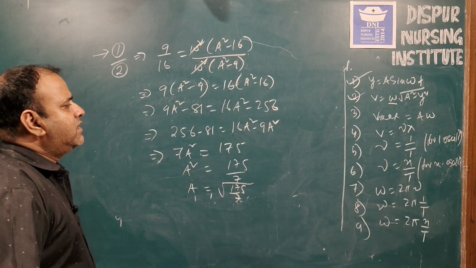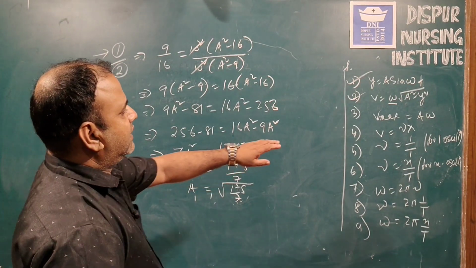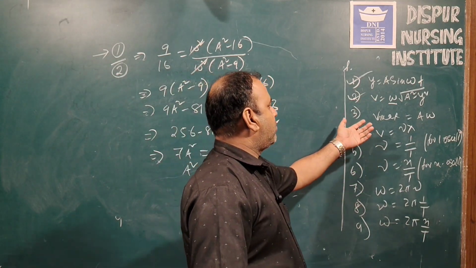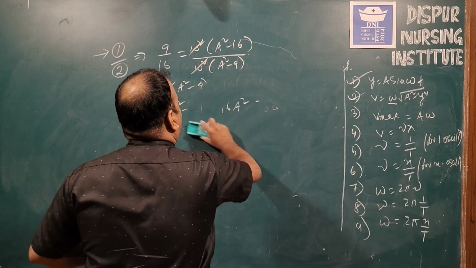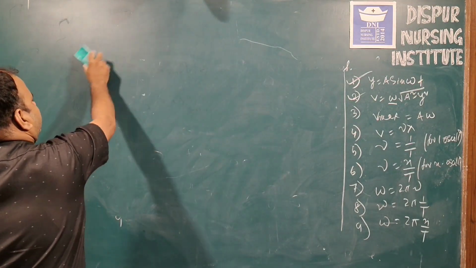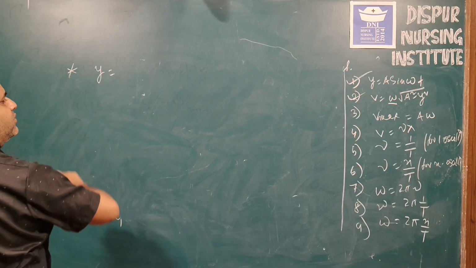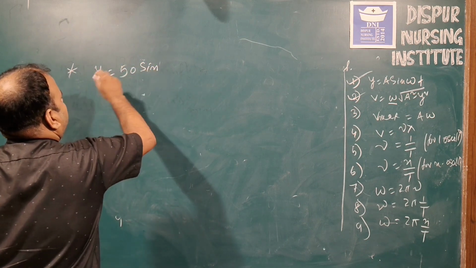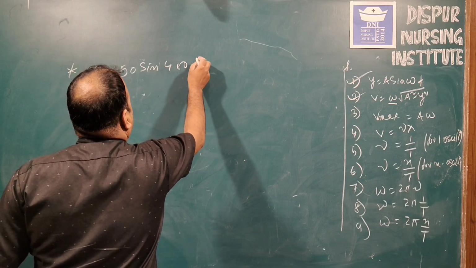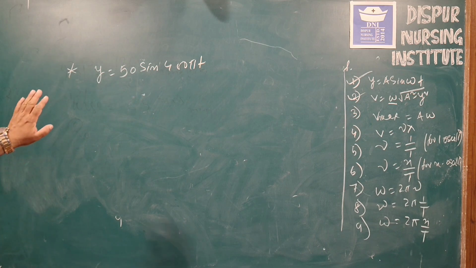Now how can we calculate the value of maximum velocity? Here given maximum velocity, this is the maximum velocity. So using this formula, how can we solve the numericals? Suppose you are given one relation. This is the relation you have been given: y is equal to 50 sine 400 pi t. So from the relation we have to calculate the maximum velocity.